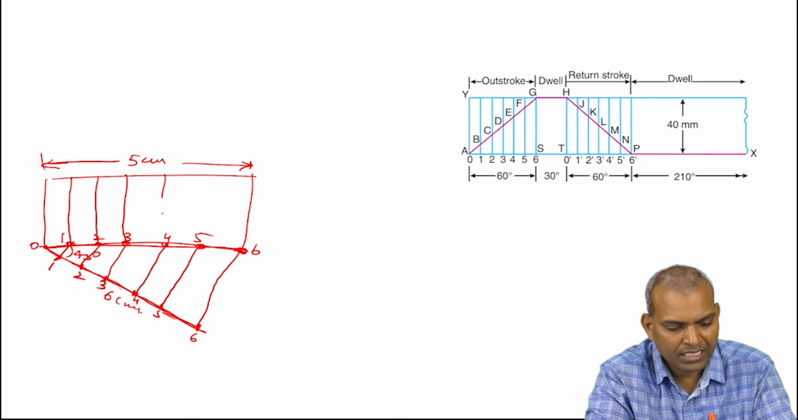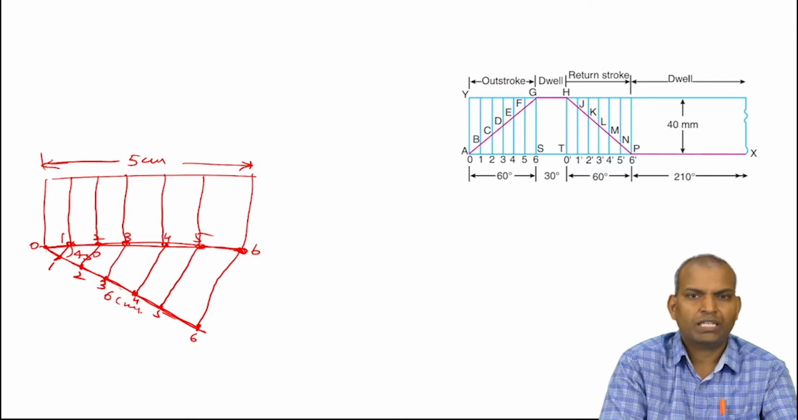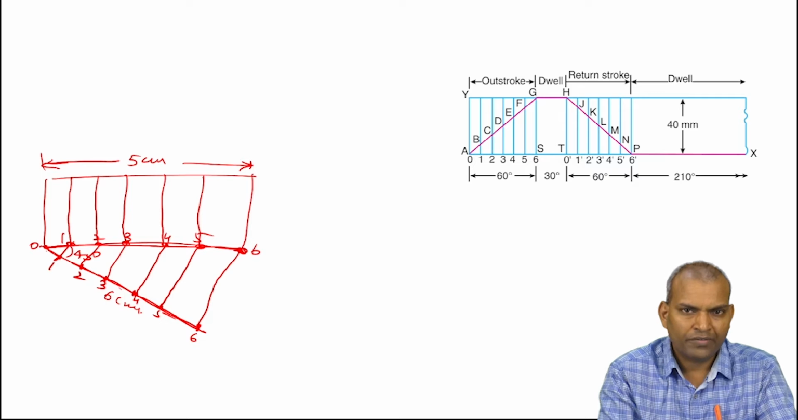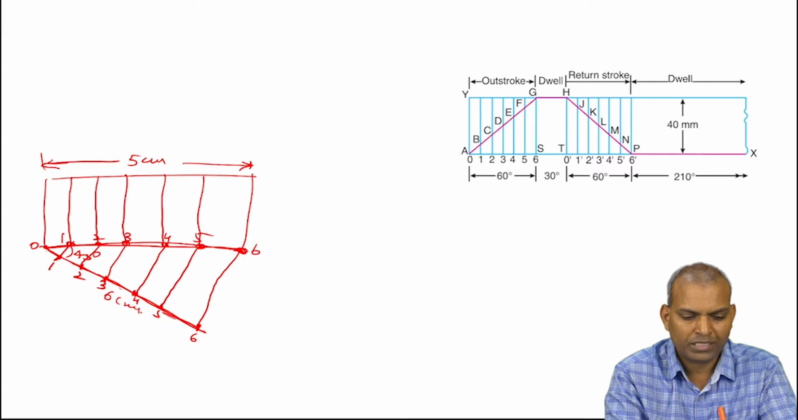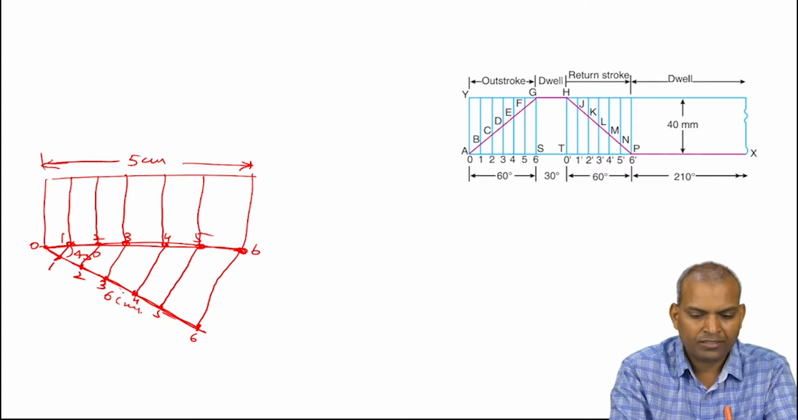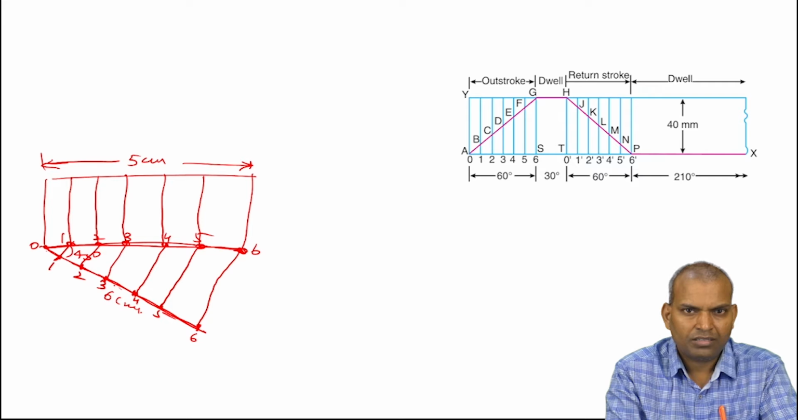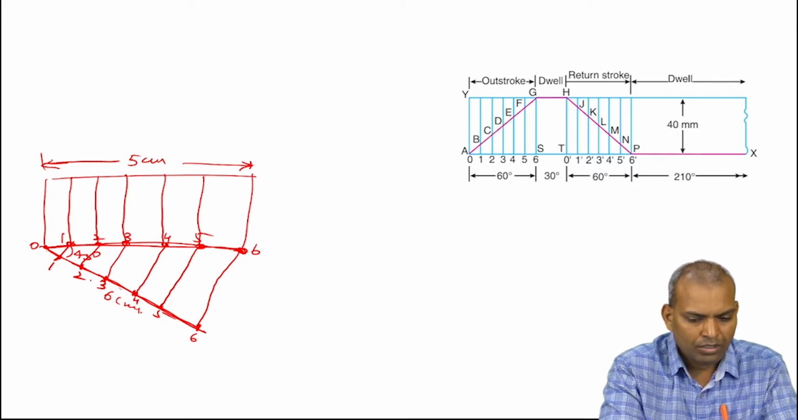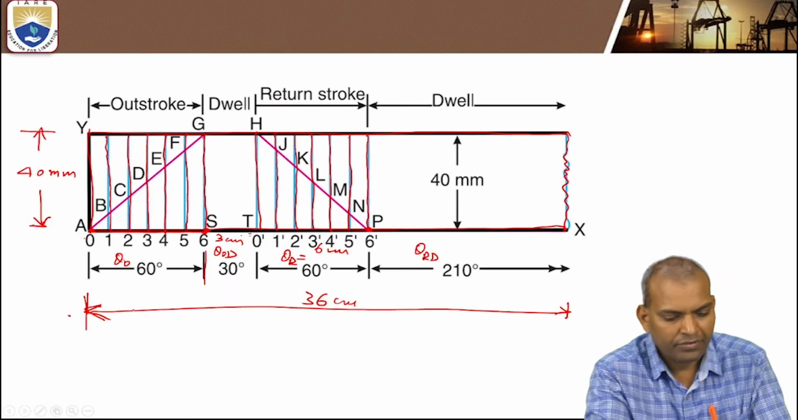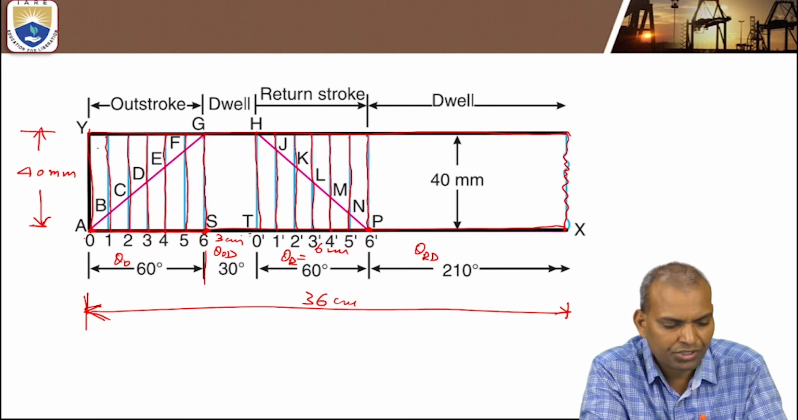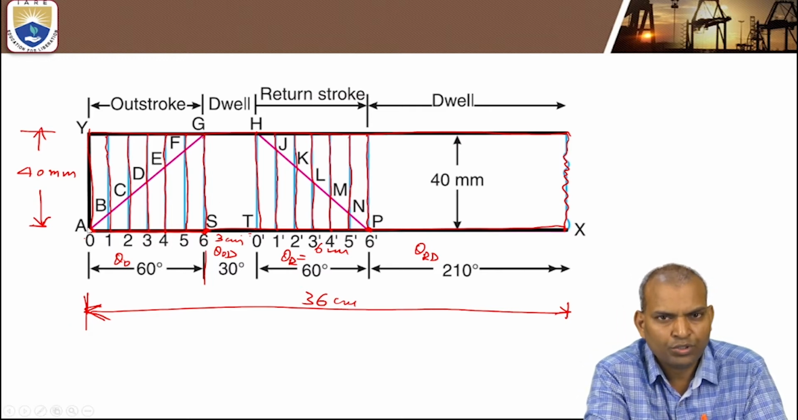If it is a 6 centimeter line, 6 parts are easy to divide. Suppose the outstroke is 50 degrees. Then how to divide it into 6 equal parts? Because the outstroke and return stroke should be in equal divisions, an even number of parts. By using this method, you can divide any length into an equal number of parts. So next, after dividing it into equal parts, you join with a straight line. Then it is moving with uniform velocity.